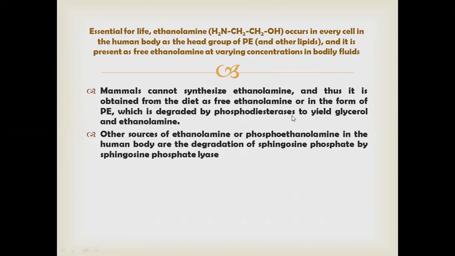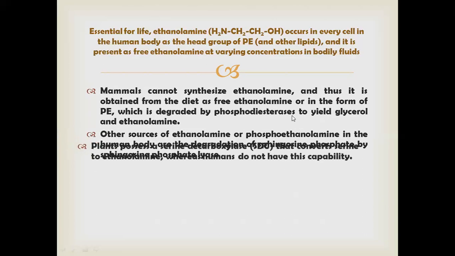Other sources of ethanolamine or phosphoethanolamine in the human body are the degradation of sphingosine phosphate, and this takes place by the enzyme sphingosine phosphate lyase, that is the enzyme that causes the degradation of sphingosine phosphate.